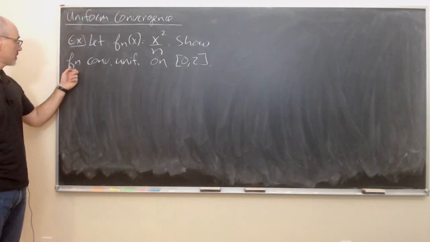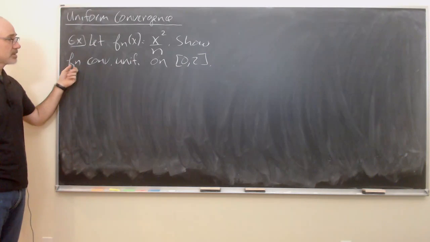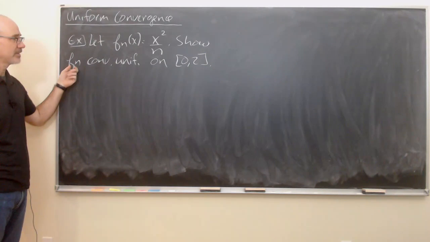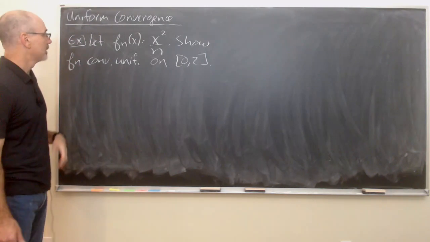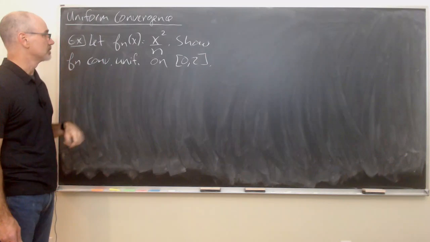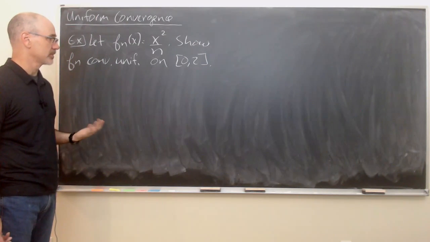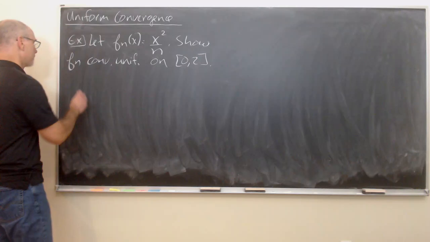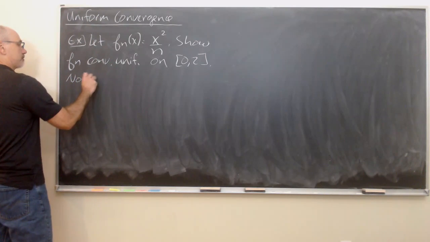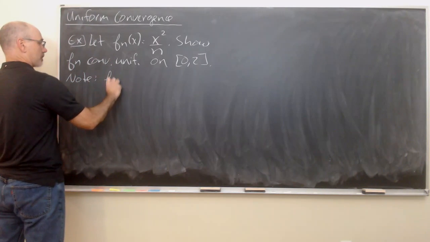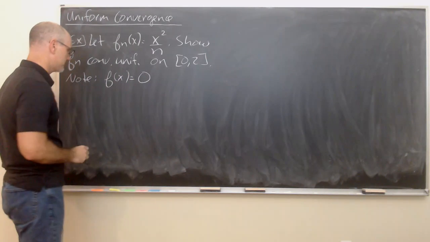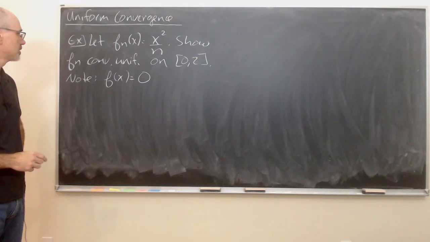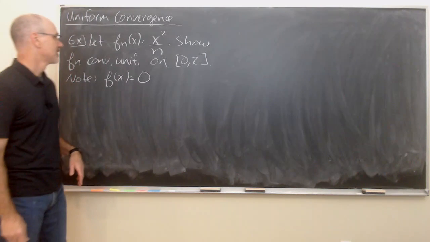Now, if you're asked to show something converges uniformly, the first thing you're going to have to know is what it converges to. Well, that is until we get to the Cauchy criterion. But for now, we need to know the limit function in order to figure out whether we converge to it uniformly. So my claim is that the limit function is actually the constant function 0.